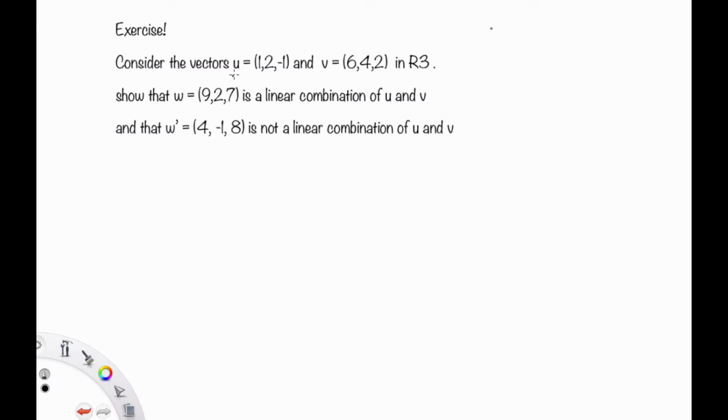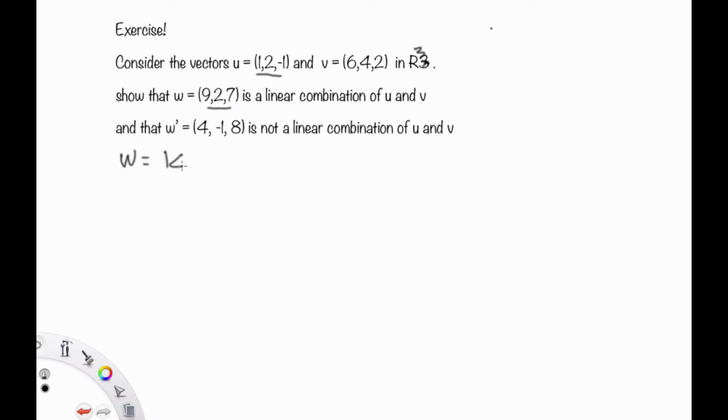Consider the vector u, whose value is 1, 2, minus 1, and the vector v, 6, 4, 2, in R3, the n-tuple of 3. Show that w equal to 9, 2, 7 is a linear combination of u and v, and show that w prime 4, minus 1, 8 is not a linear combination of u and v. So we will first prove that w is a linear combination of u and v.